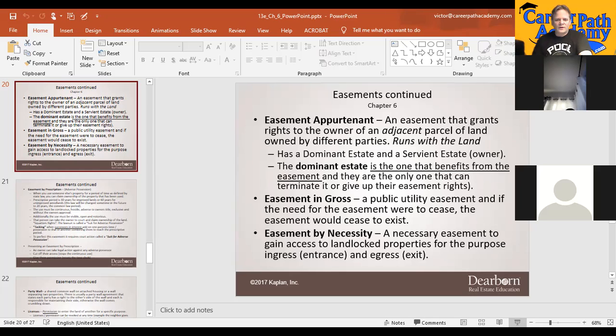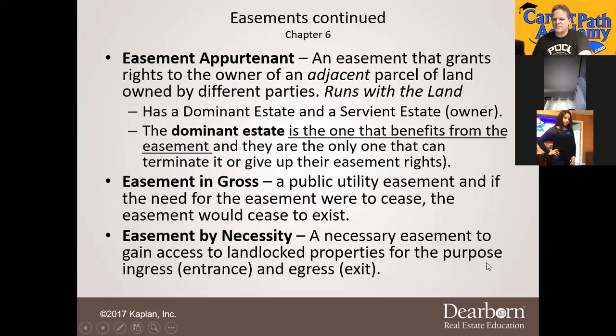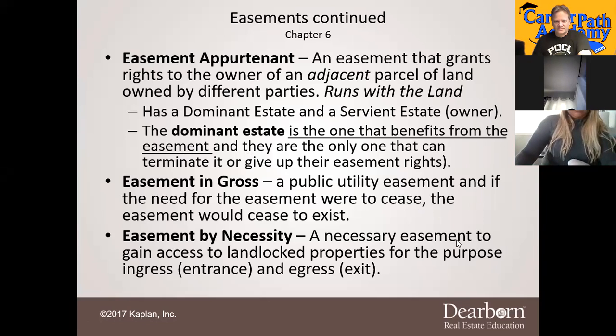All right, so an easement of appurtenance has two estates. There's the dominant estate and the servient estate. It runs with the land when it's created. It has to be two different landowners of adjacent parcels of land. This type of easement can never be taken away. It's only given up by the person who's benefiting from the easement, and that would be who? The dominant estate, correct. Only the dominant can give up their easement right.